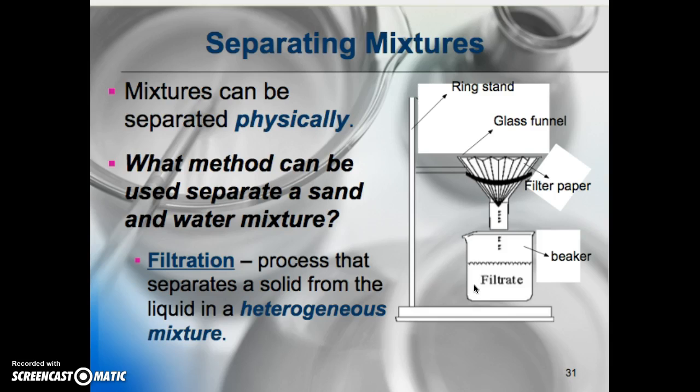Now, let's say you were to take a homogeneous mixture, like Gatorade. Gatorade has lots of sugars and salts dissolved in it. If I pour the Gatorade through the filter paper, what happens? Everything goes through. So for homogeneous mixtures, we wouldn't use filtration. Filtration is only going to be used when we have two different layers or two different substances that are not soluble, or not able to dissolve in each other. Heterogeneous mixtures. So filtration for heterogeneous.